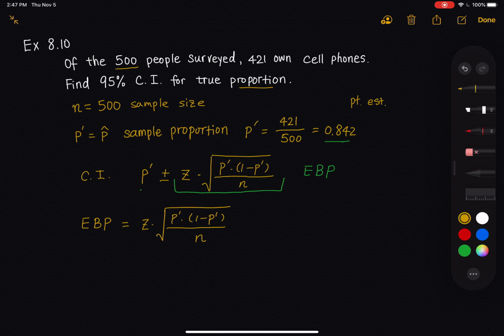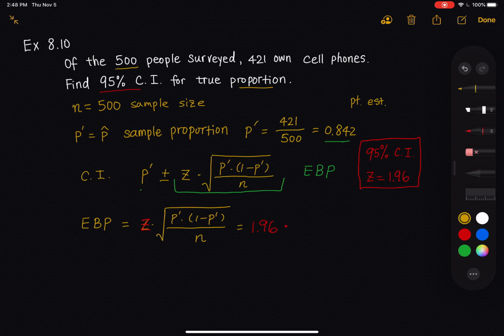divided by n. Now, what is this z-score right here? It depends on the 95%, how confident you want it to be. If you want a 95% confidence interval, your z-score is always 1.96. So you just need to remember this: 1.96 always corresponds to a 95% confidence interval. So for this z-score, you substitute the number 1.96.